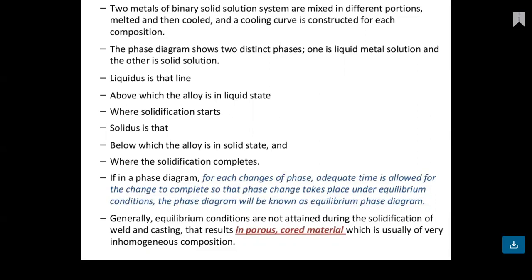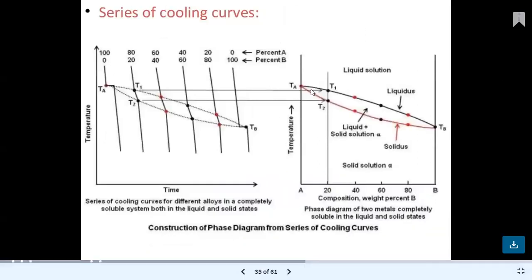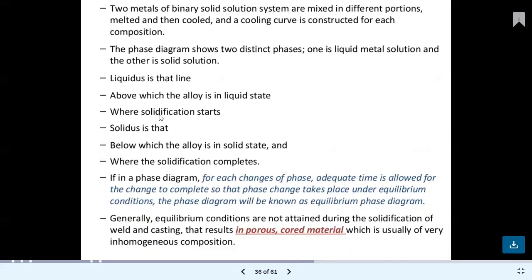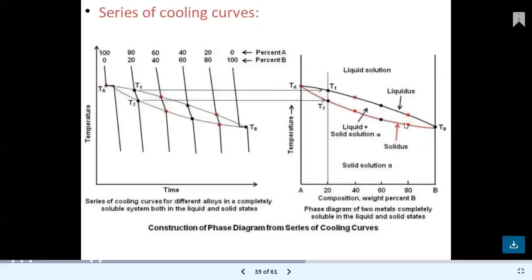The liquidus is the line above which the alloy is in liquid state. If we consider the liquidus line, above that line the alloy is in purely liquid state. See here, this is the liquidus line, and above it purely liquid is present. Solidification starts at the liquidus. The solidus is the line below which the alloy is in solid state, where solidification completes. So this red line is the solidus, and below the solidus completely solid solution is present.